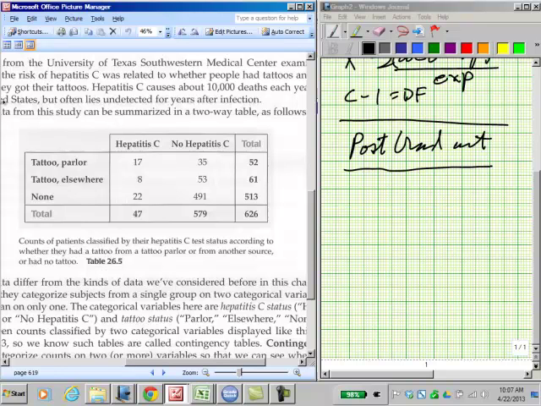Now, for the first time, we're considering 2 variables. If you want to look at this, this is page 619. Namely, whether or not you get hepatitis C versus whether or not you have a tattoo.